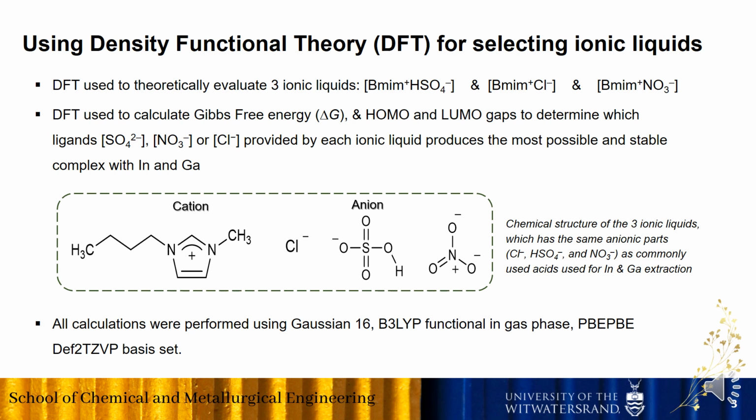Based on the calculations of Gibbs free energy and HOMO-LUMO gap, one can determine which of these ligands, like sulfate, nitrate, and chloride, provided by each of these ionic liquids, can make the most possible and most stable complex with these metals. And all of the calculations in DFT were performed using the Gaussian 16 B3LYP functional in gas phase.